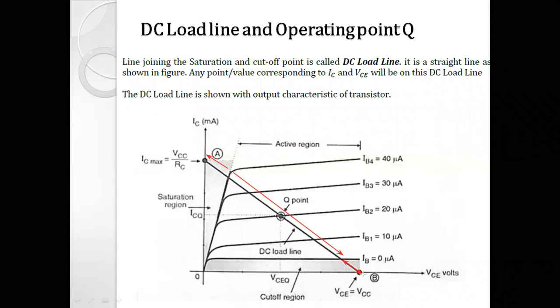And when the transistor is operated in the cutoff region, the operating point should be between these two points. So obviously, biasing of the transistor decides the location of the operating point Q on the output characteristic of the common emitter configuration, right? So the location of this Q point is dependent on the biasing condition of the transistor.